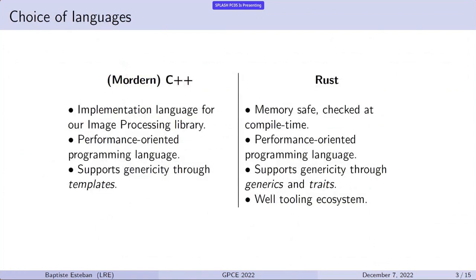To implement this kind of library, and for my study here, we chose to use two languages: C++, which is the language which implements our image processing library, because it's a performance-oriented programming language and it supports genericity through templates, but also the Rust programming language, because it's a modern language which is memory safe, and it has the same properties as C++, meaning that it's a performance-oriented programming language, and it supports genericity through generics and traits.